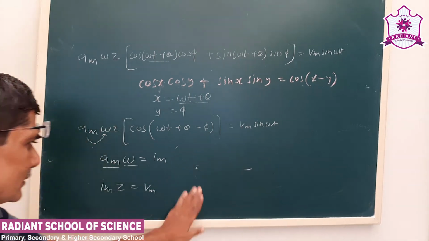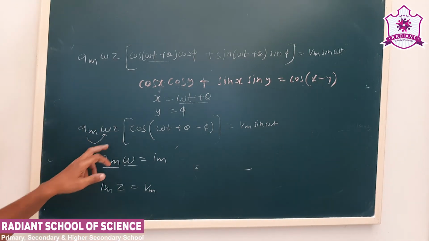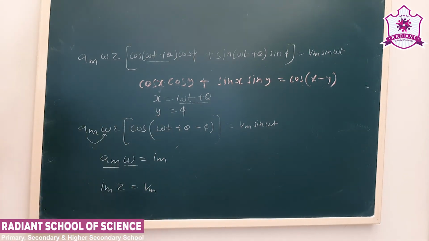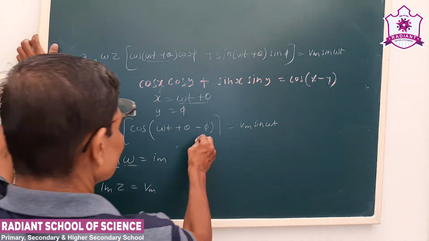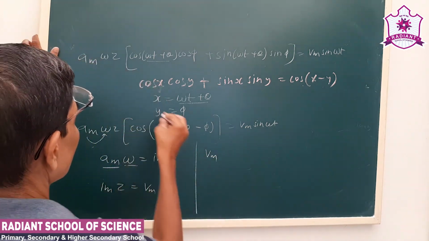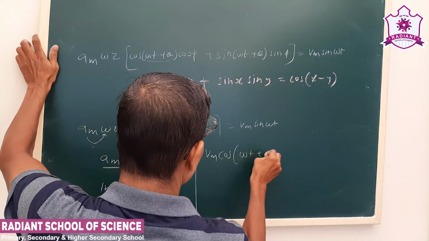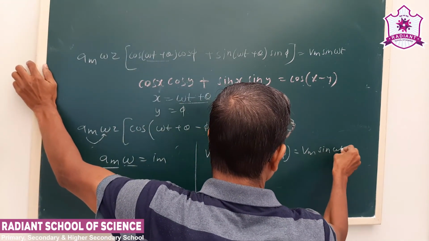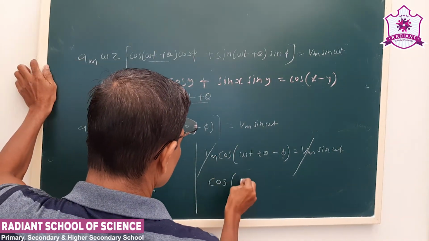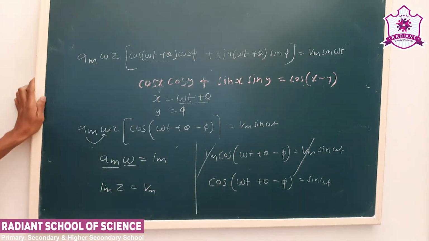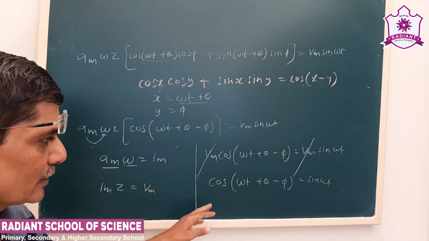In the exam you need not show this. Also I into R, but in AC it is impedance. So we can say Im into Z is nothing but the maximum supply voltage. So now our equation has become Vm cos(omega t plus theta minus phi) equal to Vm sin omega t. So cos(omega t plus theta minus phi) is sin omega t. This is how we can convert the equation in terms of sine and cosine.